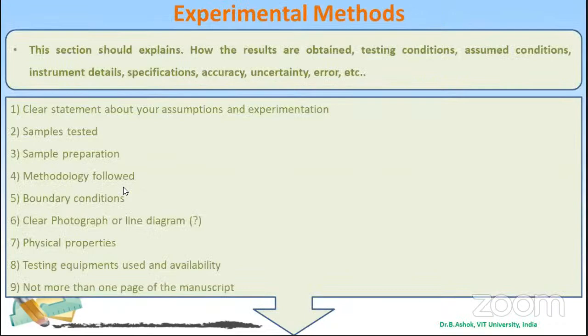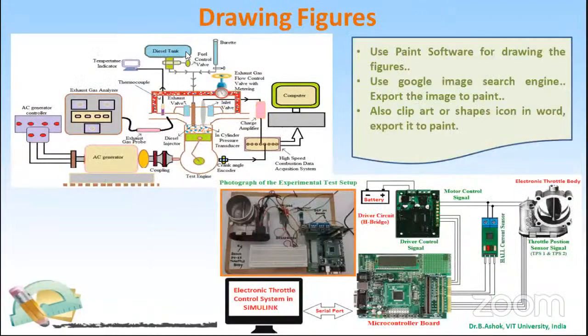Experimental methodology. See, this is a simple example of a paint-drawn experimental setup. This is again drawn in paint, but this kind of image is imported from Google. So as I told you, use paint software for drawing the figures. Use the Google image search engine and export the image to paint. Also, some clip art or shape icons in Word can be exported to paint. So this can be drawn. A good way of representation is a must.